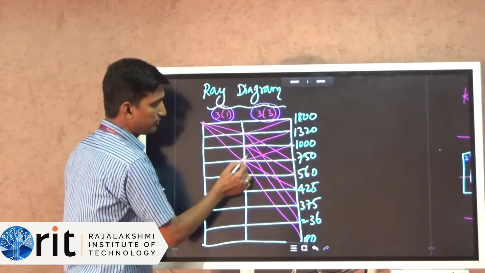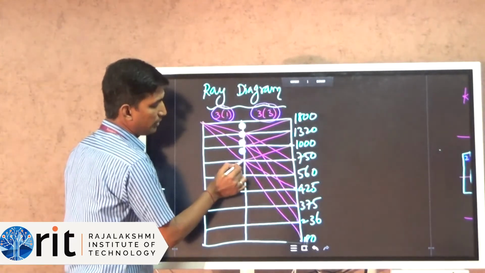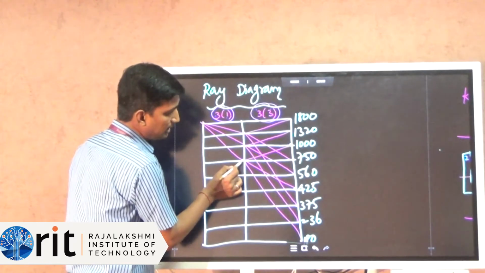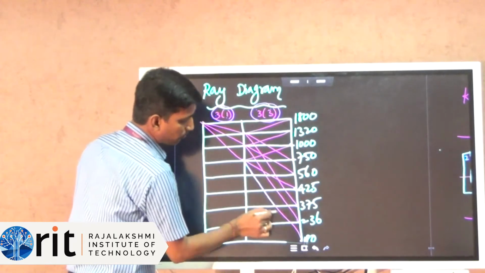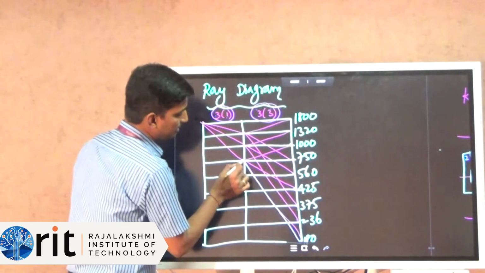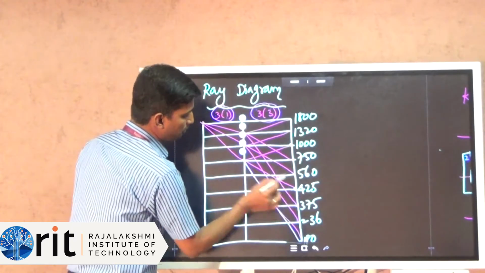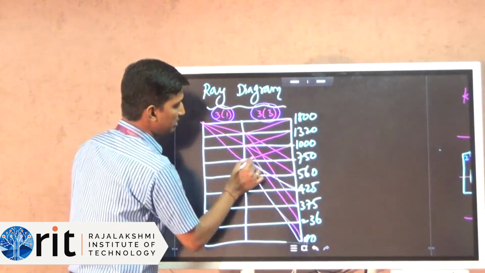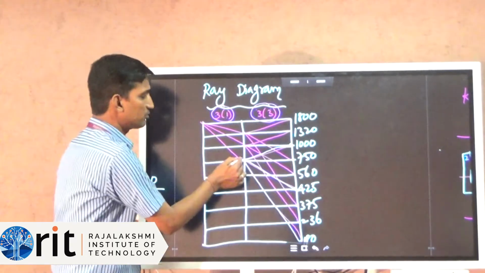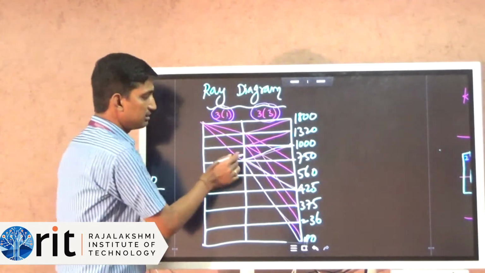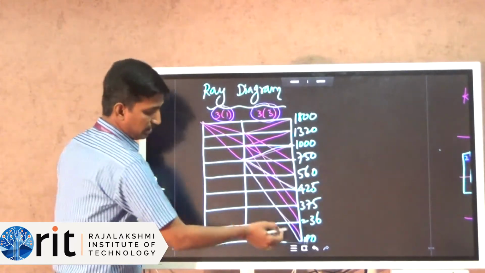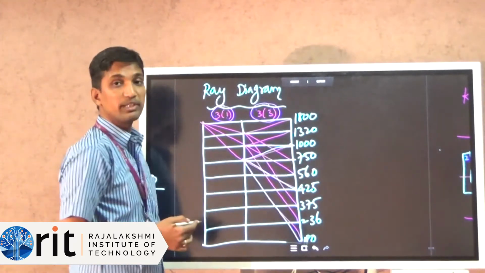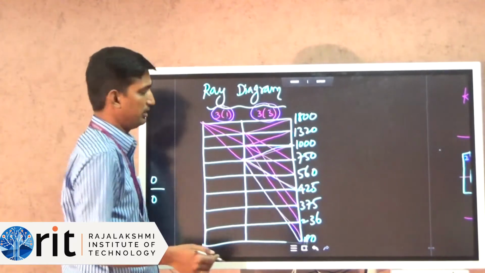Now from this 750, I am going to join it to this 180. Similarly, this 750 to this 425. Then similarly this point to this 1000. For this particular stage, I have manipulated the three speeds. The first speed is 180, the second speed is 425, and the third speed is 1000.